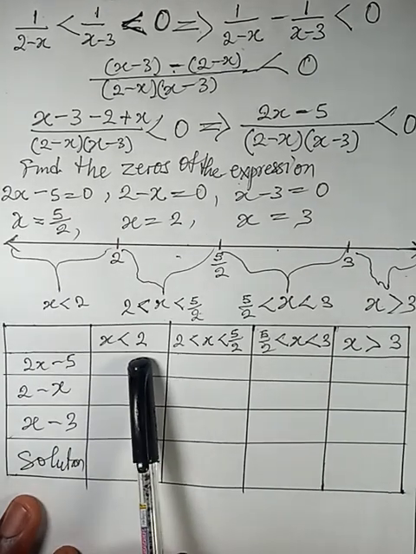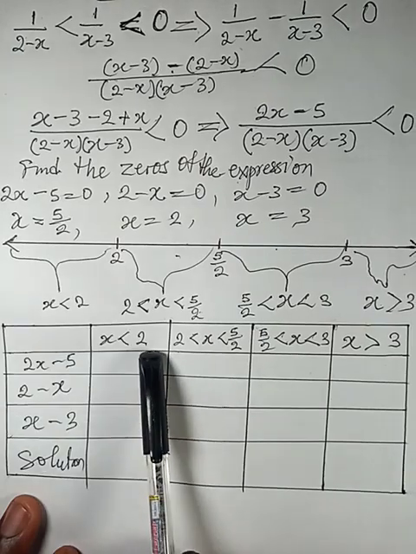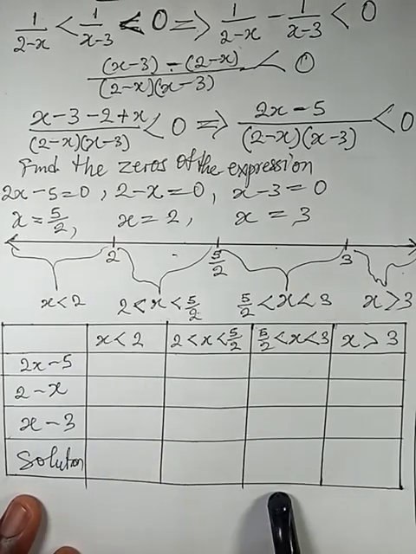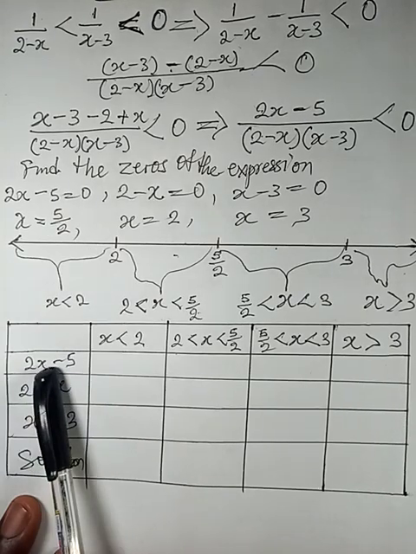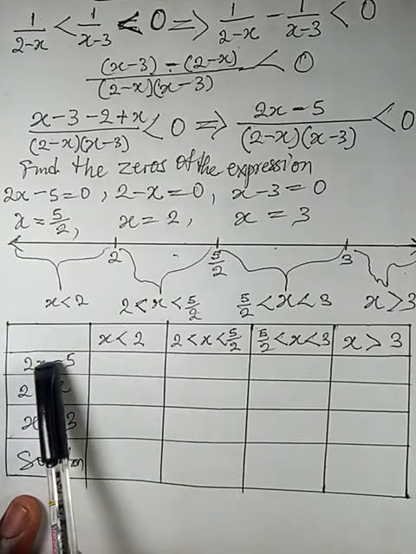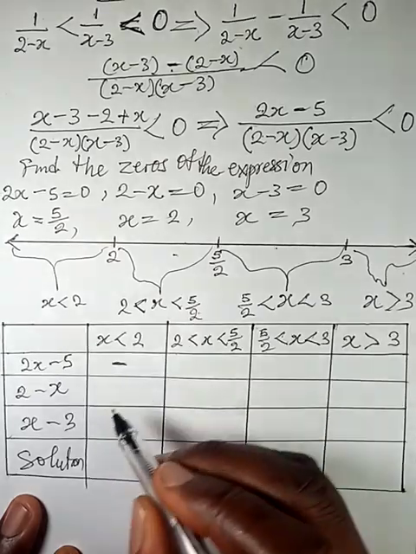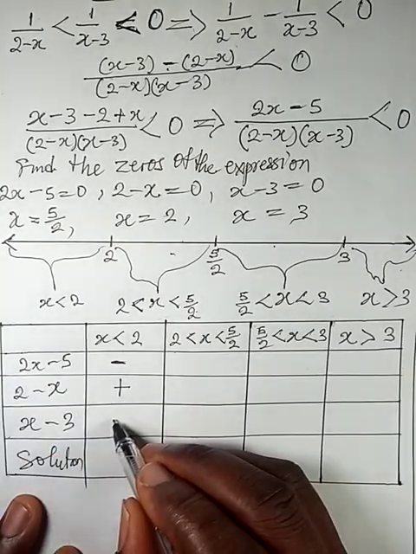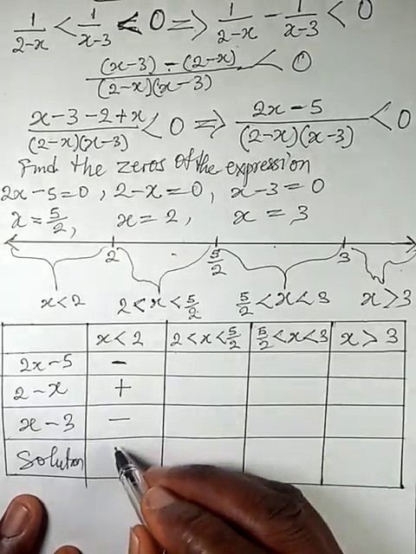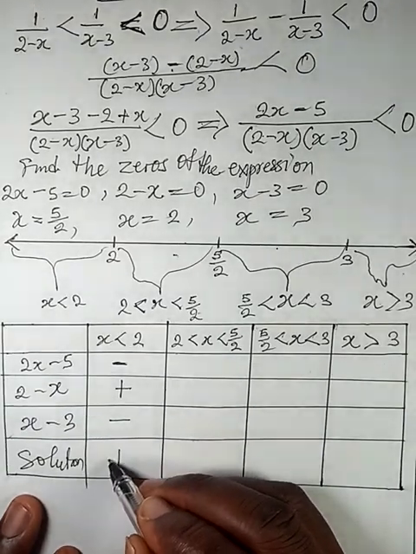Now this interval, we have x is less than 2. So let's pick a number that is less than 2. Let's pick 0. If you put 0 here, 2 times 0 minus 5, this expression will be negative. Put 0 here, this expression will be positive. Put 0 here, this expression will be negative. Multiply all through, this expression is positive.